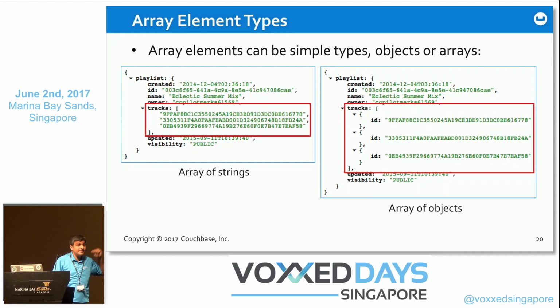But let's consider when you're using an array of objects. If you had embedded the track name and the artist name, here it's a simple one, all you have to do is one get. If I had embedded the artist name and the track name, all I have to do is read the playlist and I have all the information that is required, one get.